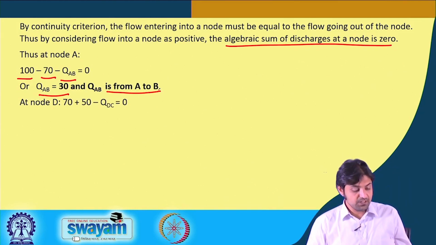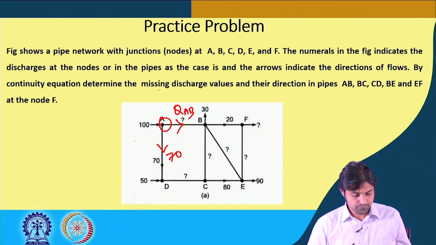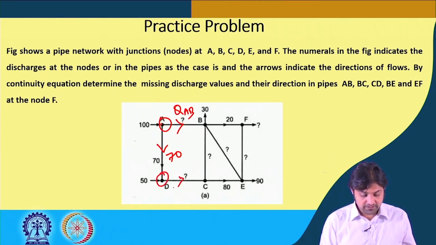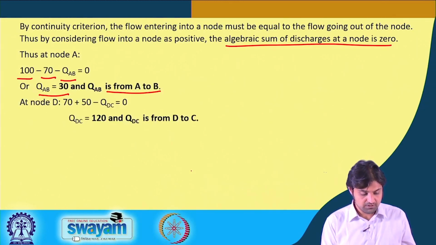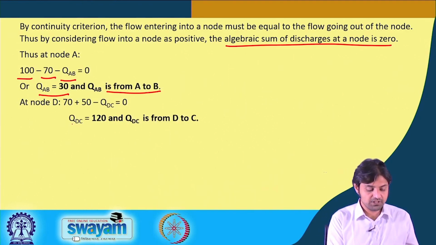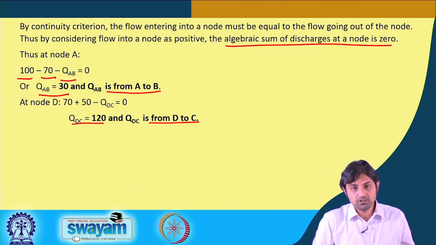So first now we go to node D. This is node D. So 50 is also coming in this direction, 70 is also coming into this direction, and there should be something here that is called QDC, I think, okay. So 70 plus 50 minus QDC is equal to 0, therefore we get QDC is equal to 120 and it is from D to C.